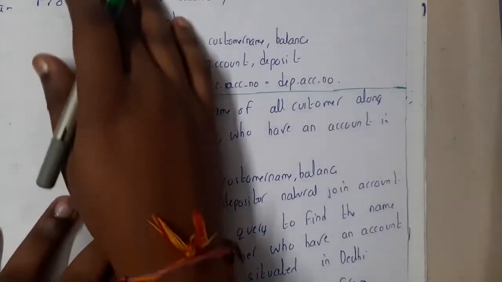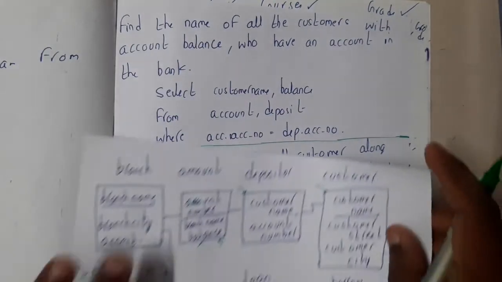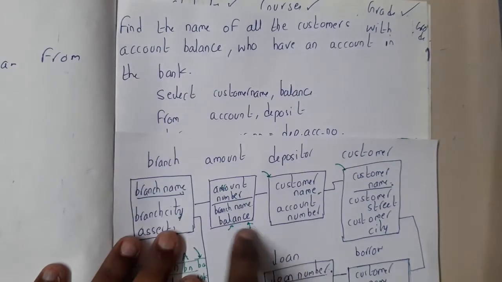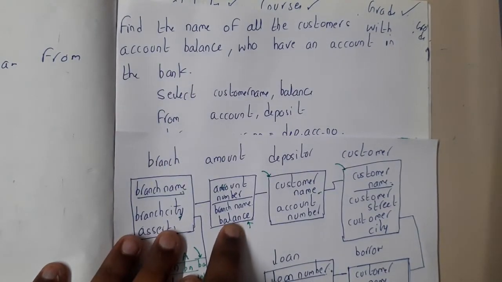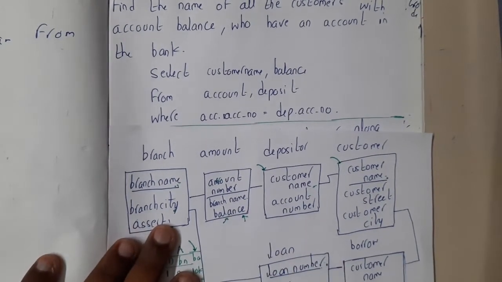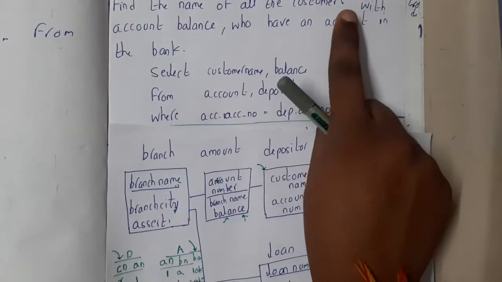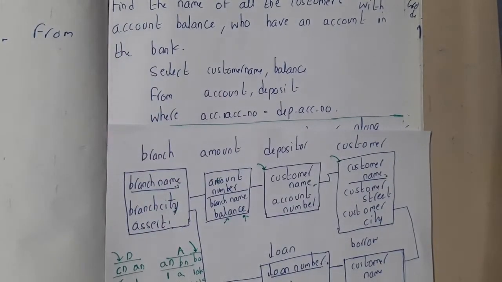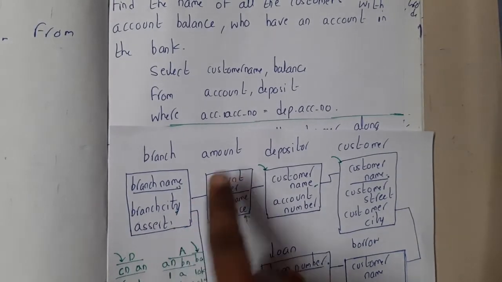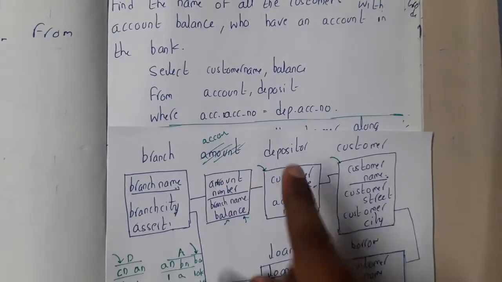Okay, the best thing I think will be to take some examples, right? So let us take a small example. Let us assume we need to find the names of all customers with their account balance, who have an account in the bank. Whoever has an account, we are checking their account balance, right? So what are we trying to print? We are trying to print the customer name as well as the balance, right? From which table can we use? We can use the account table, I think. So the account table with the depositor table.